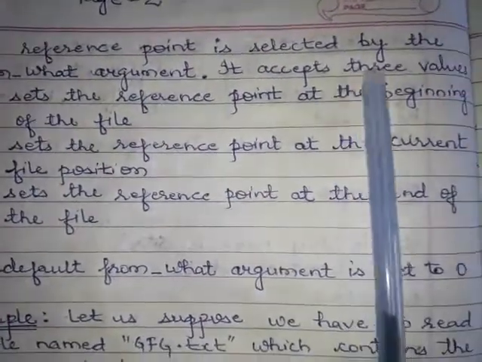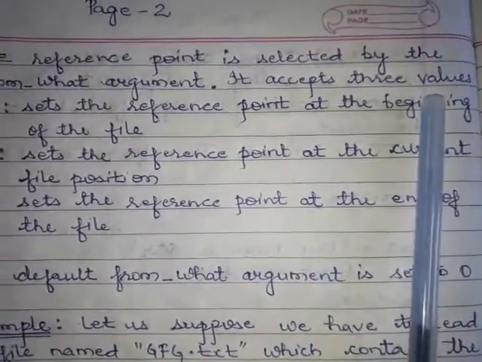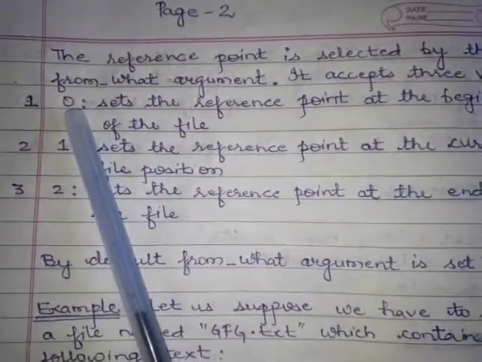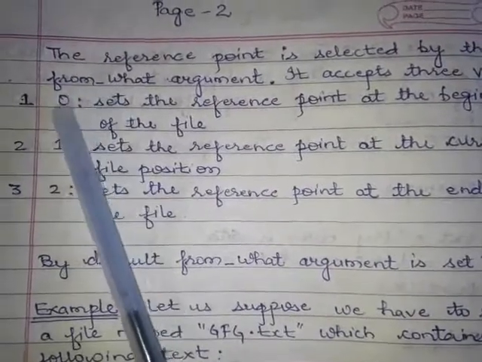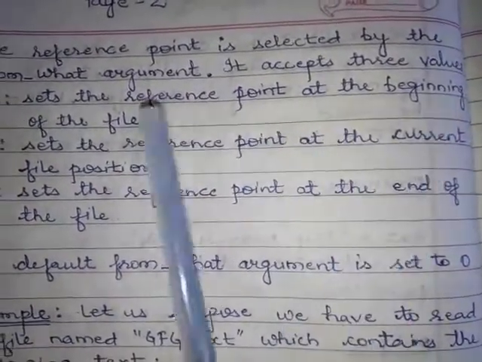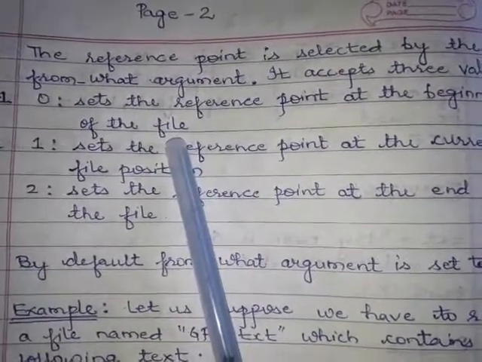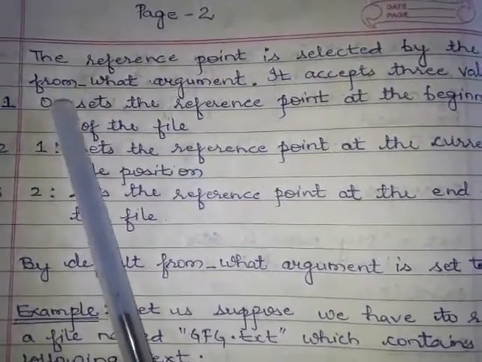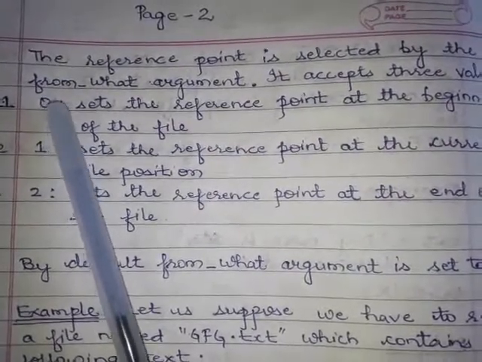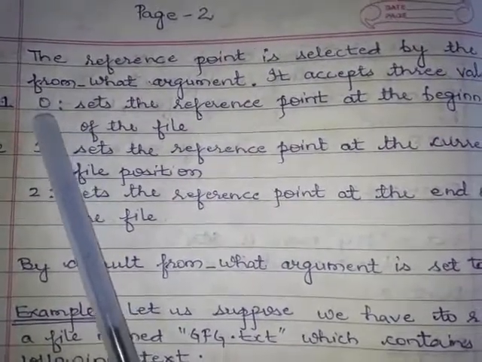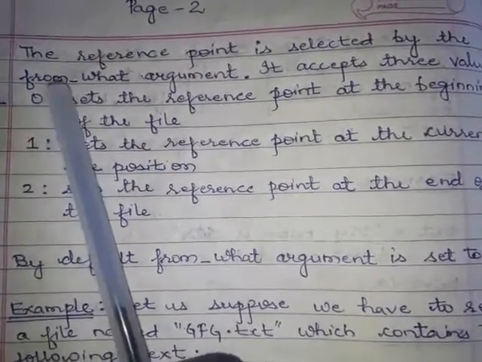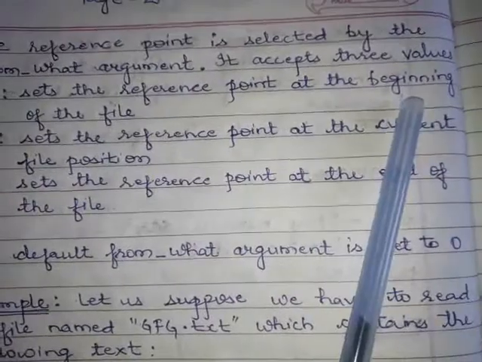Okay, it accepts three values. It means the reference point has three values. If the from what value is 0, it means set the reference point at the beginning of the file. So if I write f.seek(2, 0), it means move 2 bytes forward from the beginning. Okay, here beginning is written.